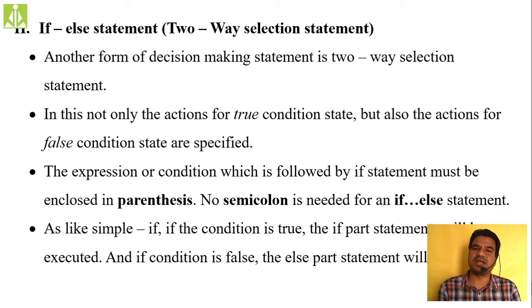We have to enclose that condition within parentheses, and no semicolon is needed, neither in simple if nor in if else. Don't put a semicolon at the end of if or at the end of else. As in simple if, if the condition is true, the if part statements will be executed, and if the condition is false, the else part statements will be executed. Here also, in every block, either the true block or the false block, it is allowed to put only one statement without curly brackets.